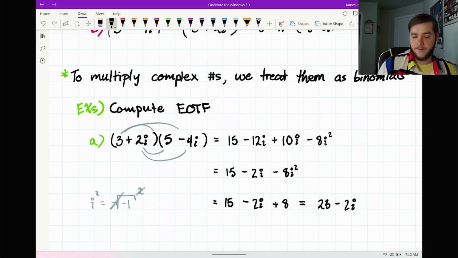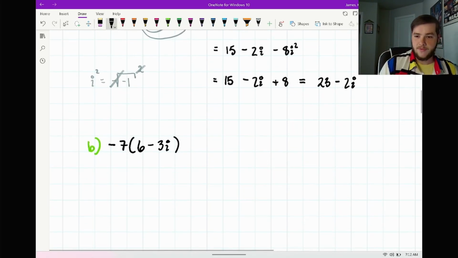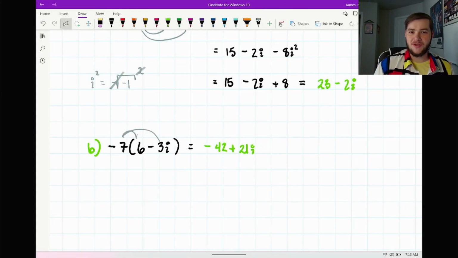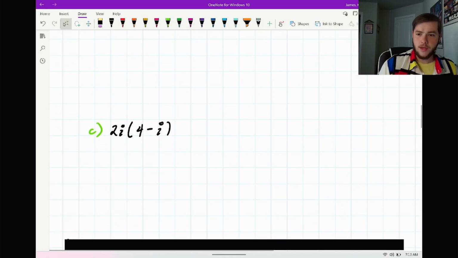I've got one more for you to try. Go ahead and pause the video here to see if you can do this one on your own. This one's pretty straightforward. Here I've just got a real number times a complex number, so I just distribute it to both the real and imaginary parts, and I'm left with -42 plus 21i. One more for you to try. Go ahead and give this one a shot now.